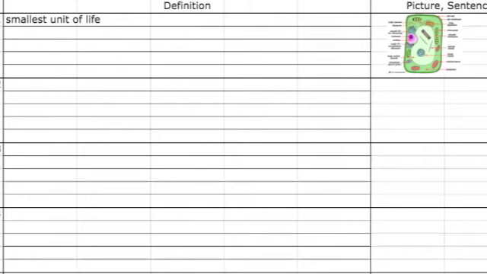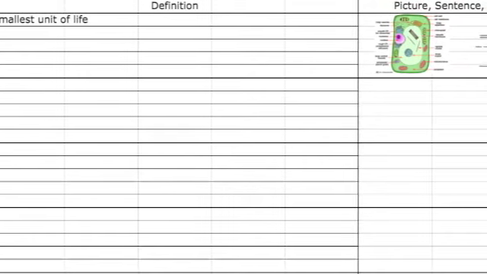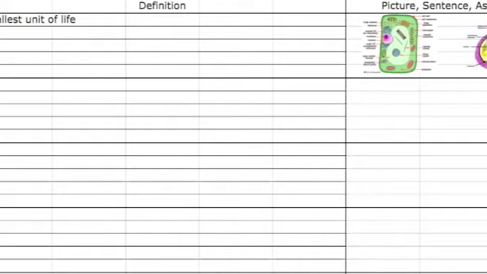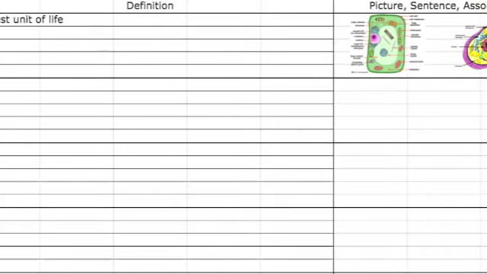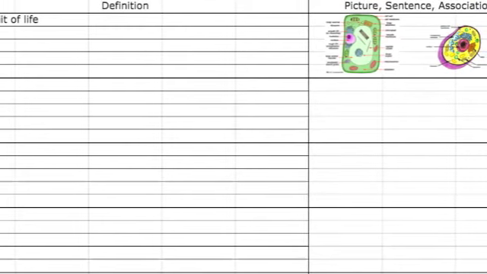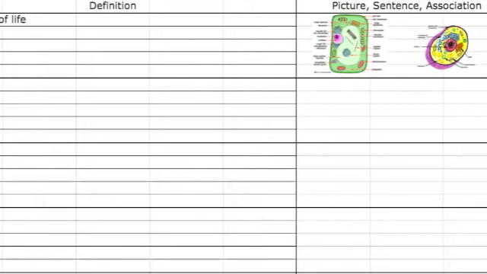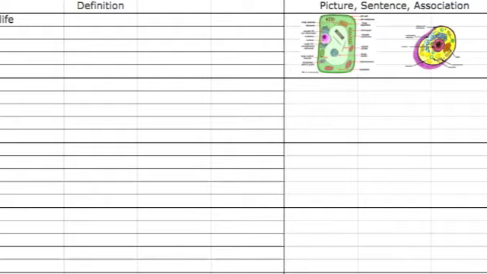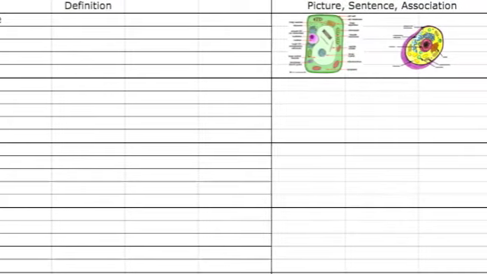So you can also write a sentence or some type of association. For instance, if the term was water, for a picture, obviously, you could have a drop of water or many other things. But sometimes I have kids just write H2O, the chemical formula for water.